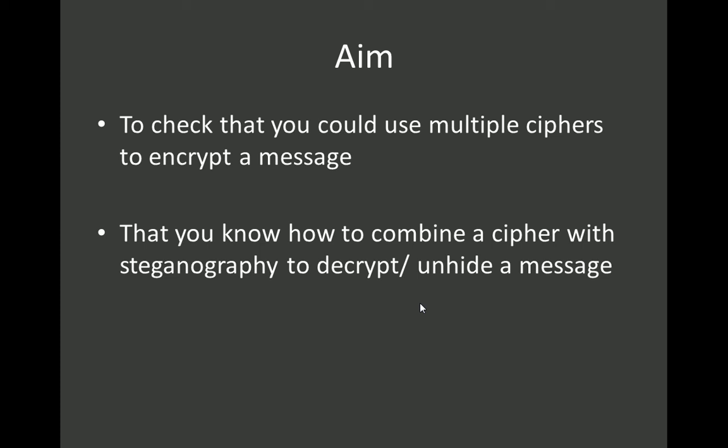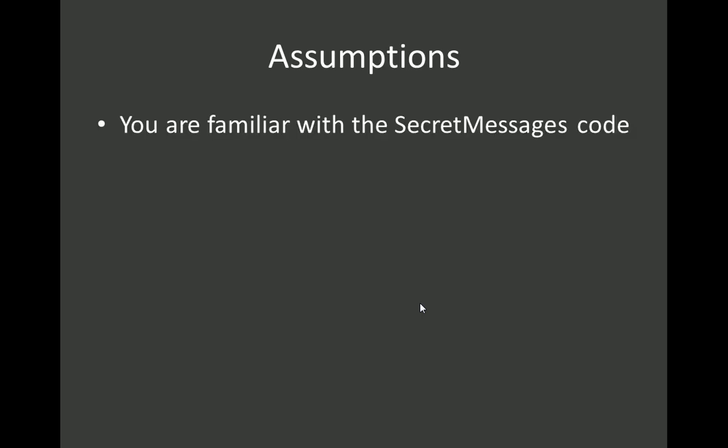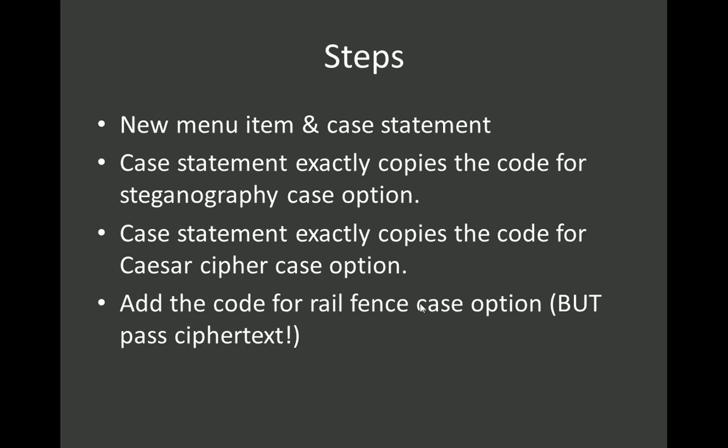So, one option is that there is a second cipher being used. After the hidden message, there's a Caesar cipher, which means you don't get to spot it straight away. So what we're going to do is, the usual assumptions. After creating a new menu item and case statement, we're going to run exactly the same code that we would do for steganography, and then follow it by exactly the same code for a Caesar cipher decryption.